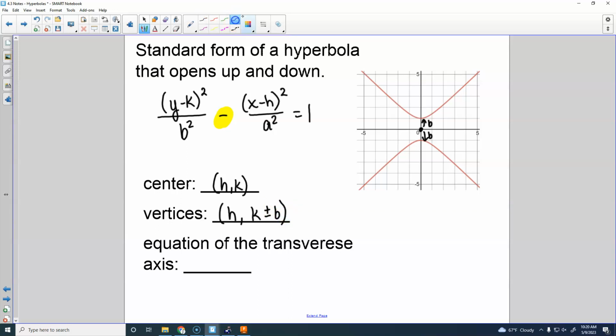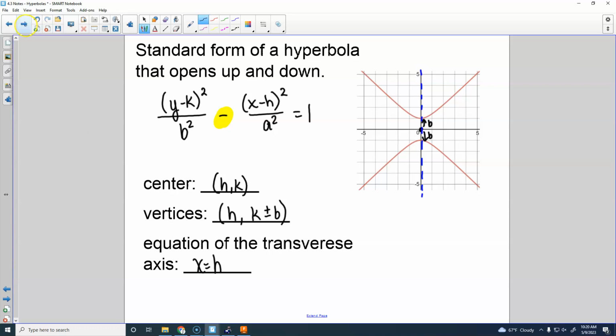And then your transverse axis is vertical in this case. And so vertical lines have the equation x equals a number, so it's going to be x equals h. Okay, questions?